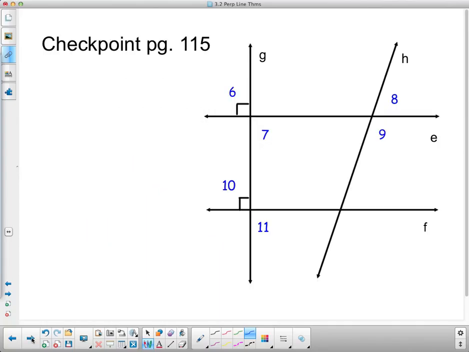Yeah? All right, on page 115, a little check of understanding. So you need your book to look at. I've got the diagram, but I didn't write out all the problems. Page 115. Okay, that's the diagram, and there's checkpoint questions, kind of in the middle. See the heading checkpoint?